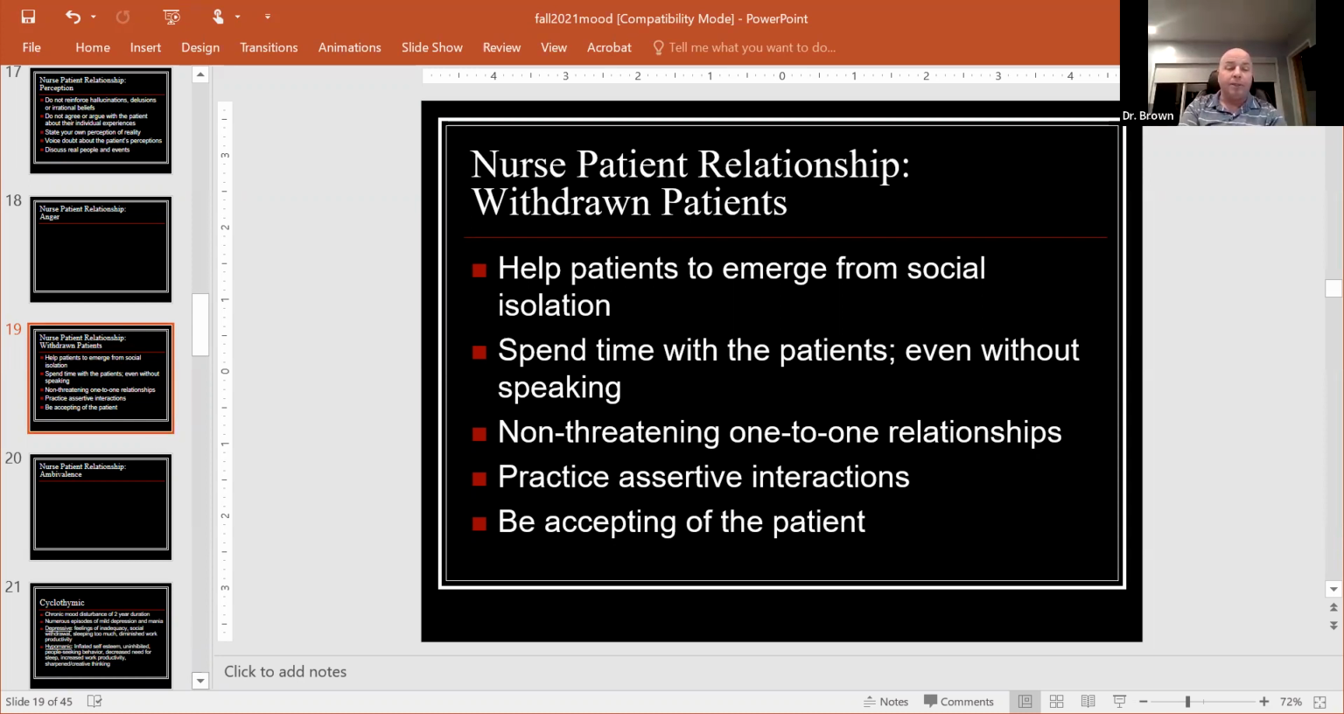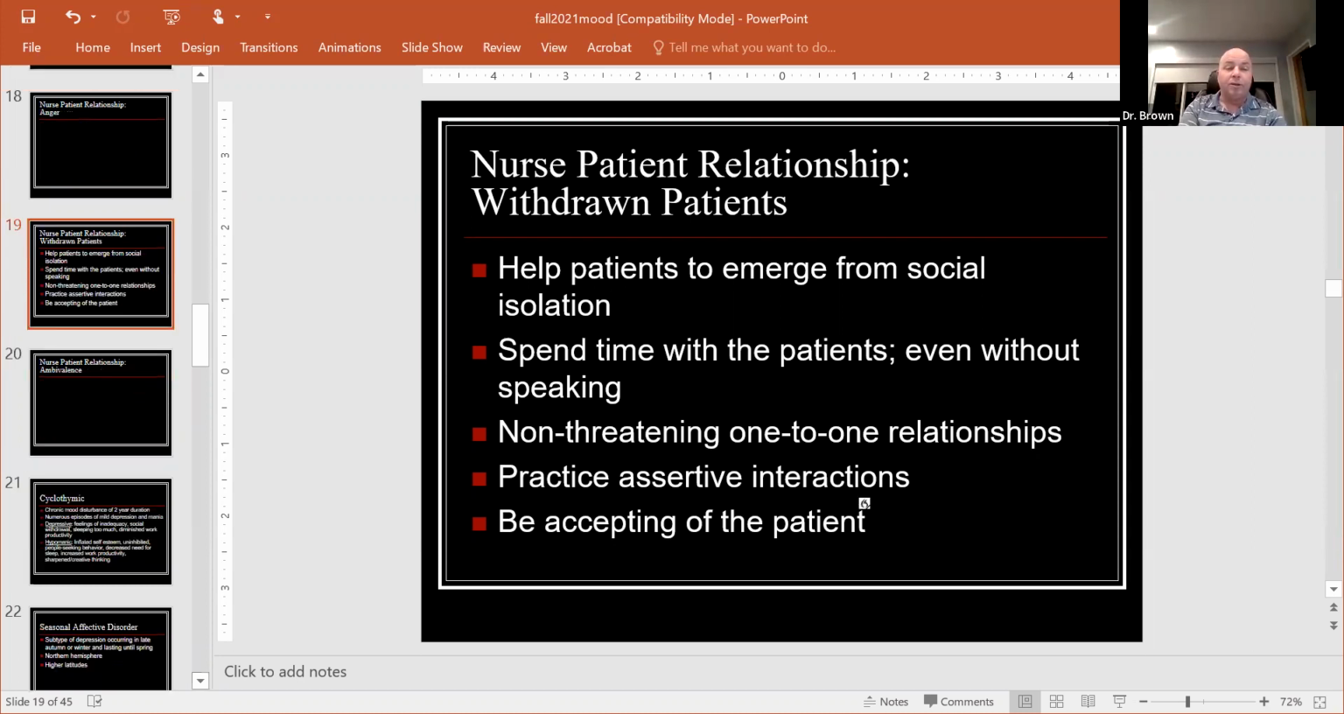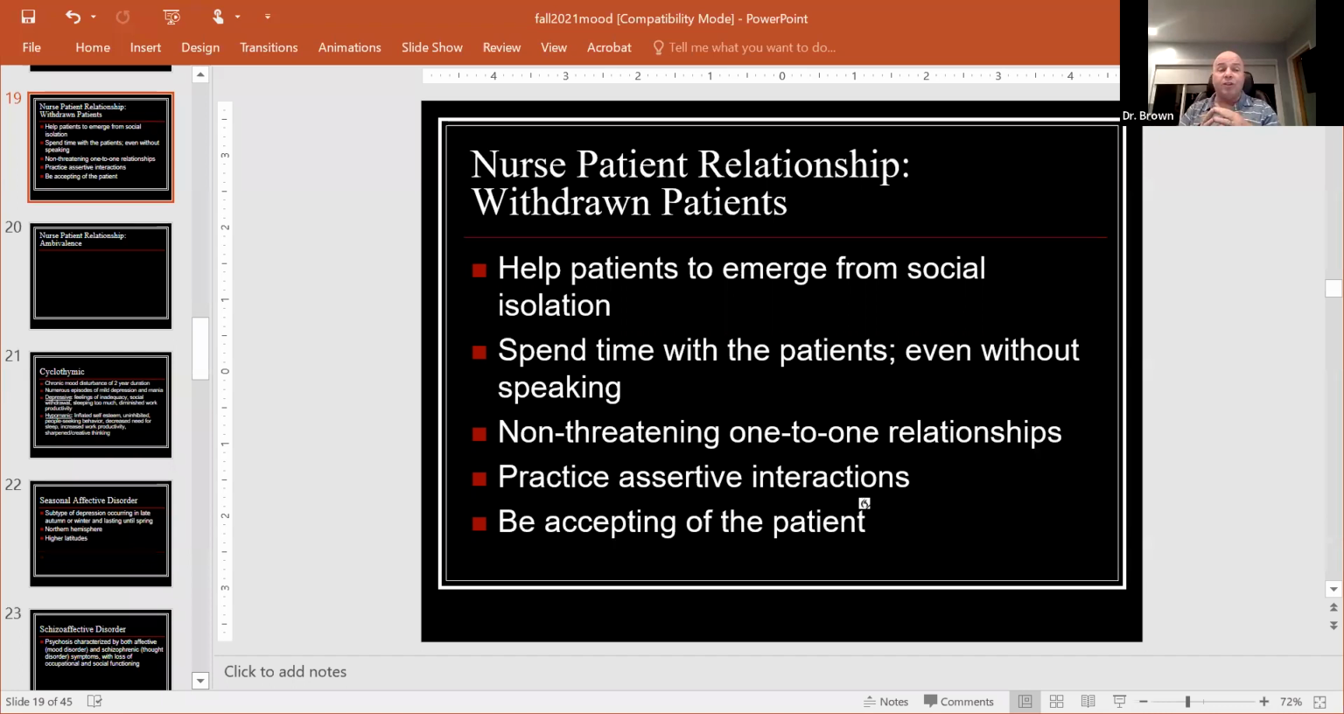And as hard as it may sound, be accepting of the patient. You need to try to be as accepting as possible. If for some reason you can't tolerate a patient and you don't feel comfortable taking that patient, you need to ask for a separate assignment, okay? Because patients can read through everything.